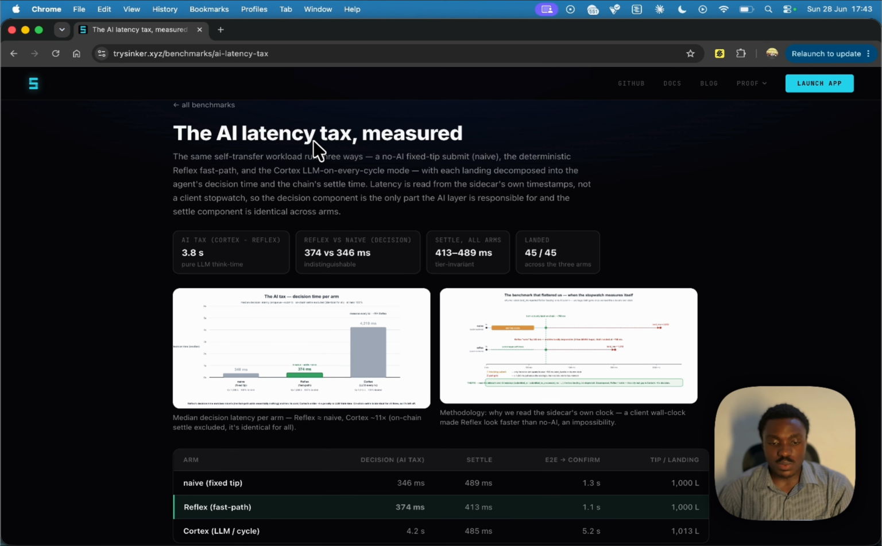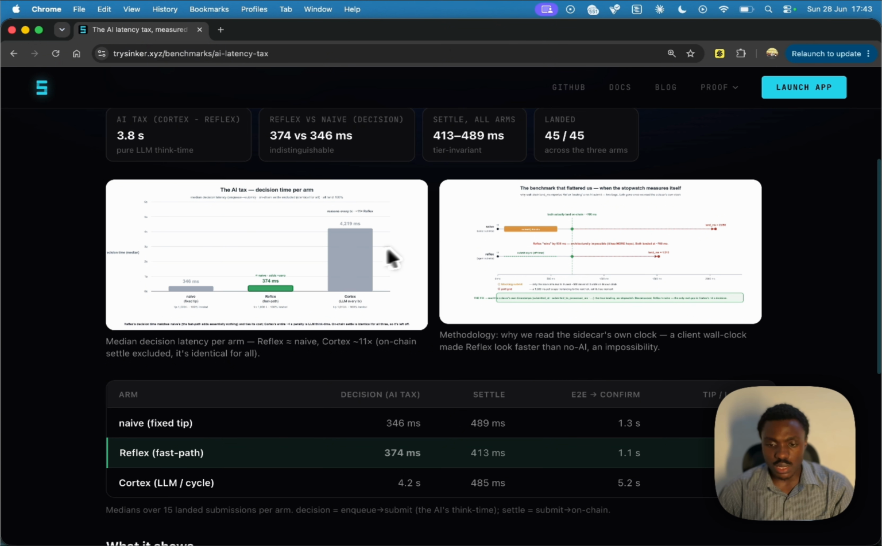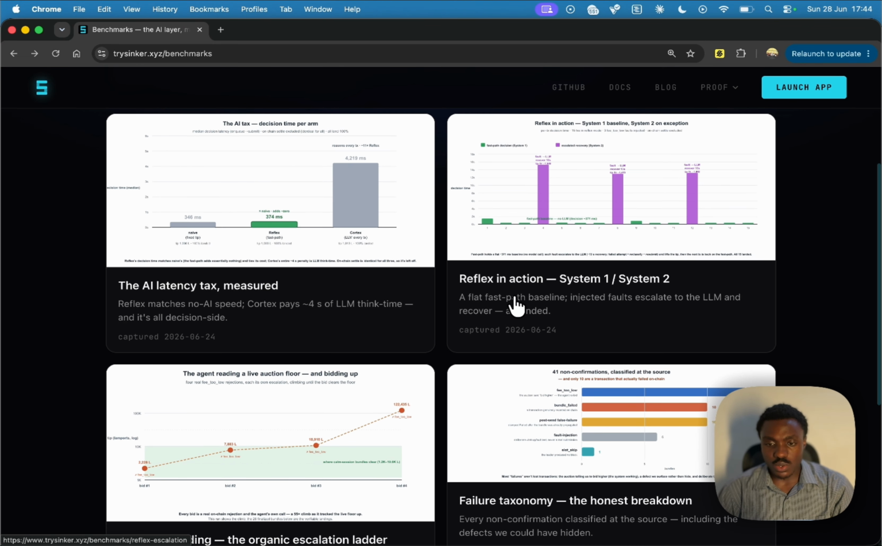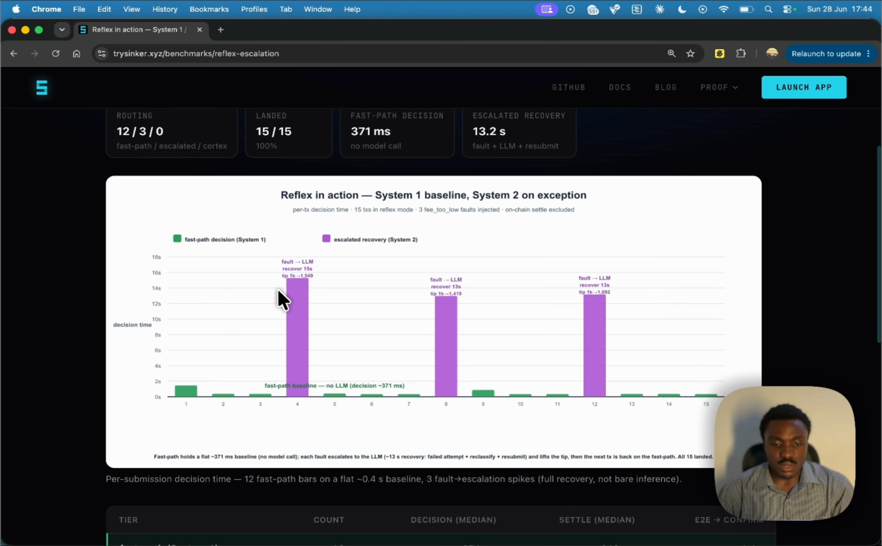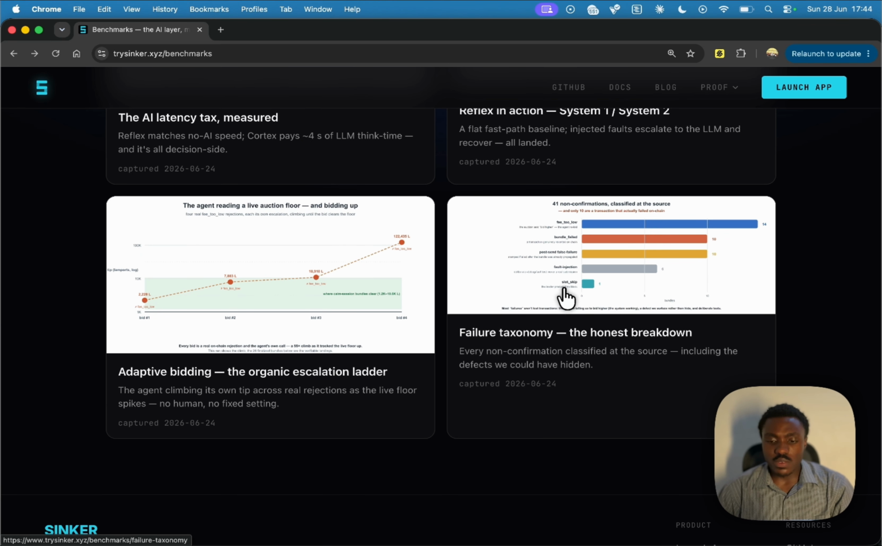Talk about the AI latency, where we measured the time taken by each mode to make decisions. We have reflex, the naive, the bypass, and then the cortex. We did all that and we logged them. We have the reflex in action, checking out how it handles retries when there are faults. We have the adaptive bidding too, we have the failure taxonomy.